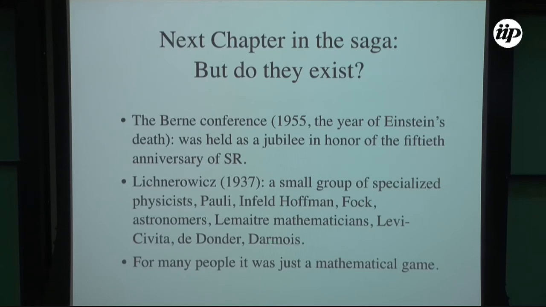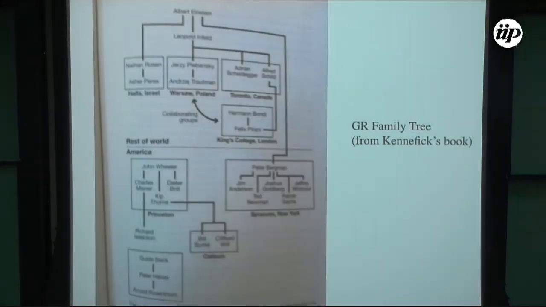For a lot of these people, it was a bit of a mathematical game. This is taken from Kenefick's book. Actually, Kenefick called it a family tree, relating the people that were working in general relativity at that time. And you can see some names like John Wheeler, Peter Bergmann, Hermann Bondi, that was very important, Nathan Rosen, that went eventually, the Einstein-Rosen, went to Israel, and other people. Guido Beck was here with people that work in South America.